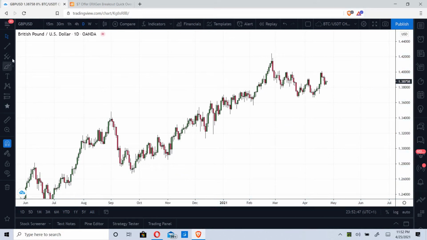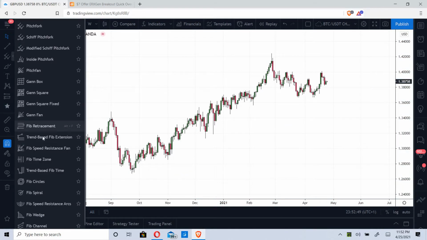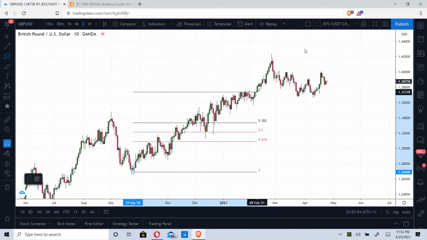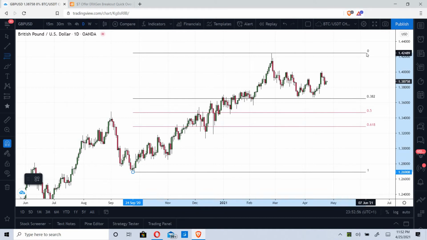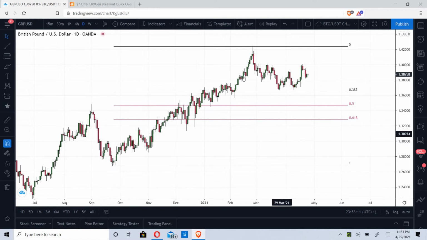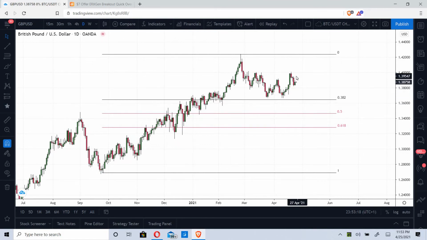By the time you bring in your Fibonacci, pull this market from here to this point, you see what the market is doing. The market actually found structure here and reversed from this structure level of Fibonacci. So you can see that the market actually retraced into the 38.2% Fibonacci level and has continued up.